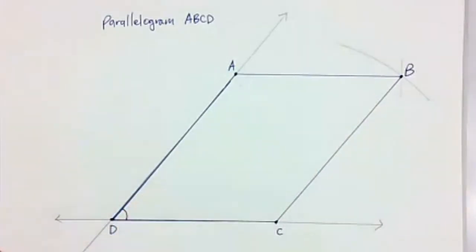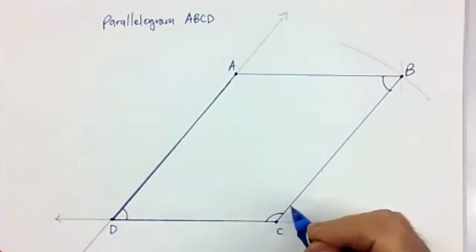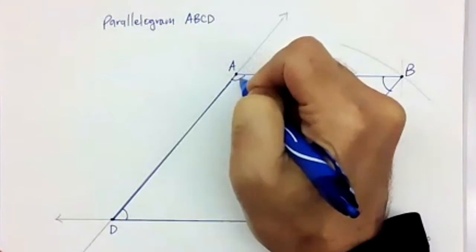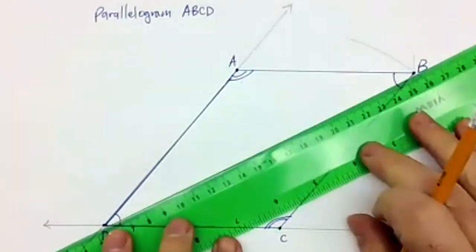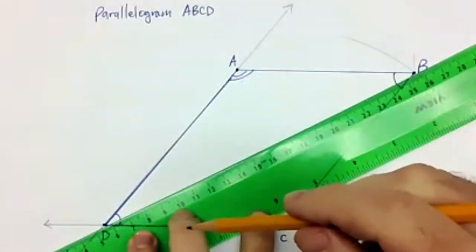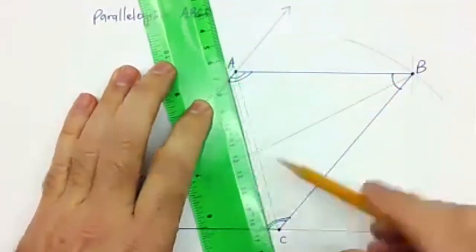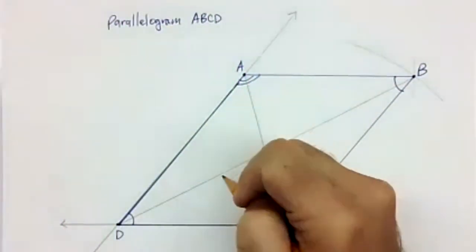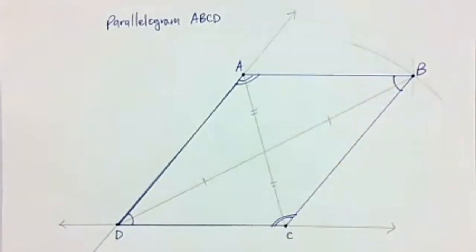It means that angle D here is congruent to angle B, right? Second property, opposite angles are congruent. C and A are congruent angles. And then it also means that the diagonals bisect each other, right? In other words, this segment is congruent to this segment is congruent to this segment.